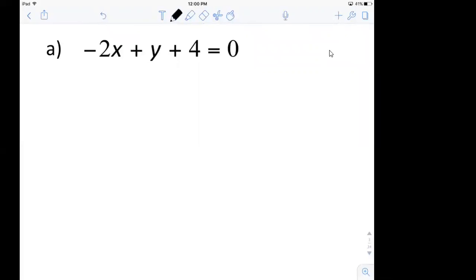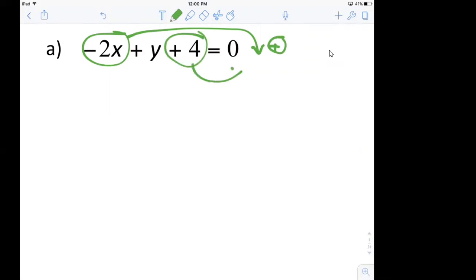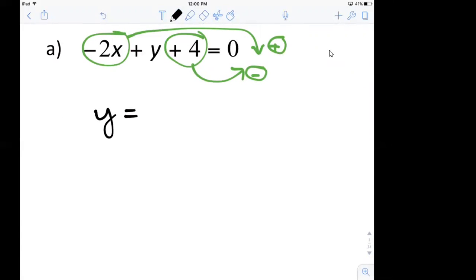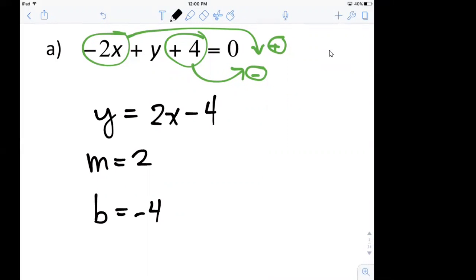If I focus in on this first equation that you'd have in your notes, I can take this negative 2x and move it to the other side and make it positive. I can take this positive 4 and move it to the other side and make it negative. It gives me a result that says y is equal to positive 2x, subtract 4. If we want to break that down a little bit, that means our slope value is the 2, and the b value, or the y-intercept, is -4. That gives us a starting point when we go to graph this later.